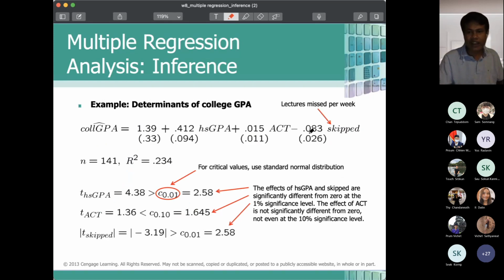All right, here. I want to assess the effect of skip, the absences, on college GPA. Now I obtained the coefficient and standard error. I know the number of observations. So how to generate t? You already know it. T is the coefficient divided by the standard error. Divided by standard error, you will obtain t.